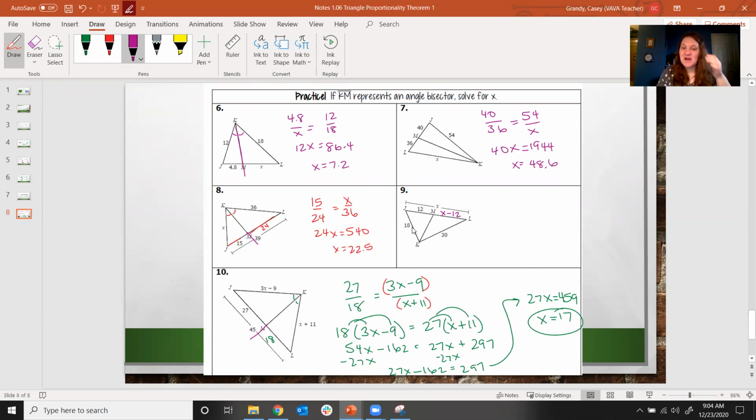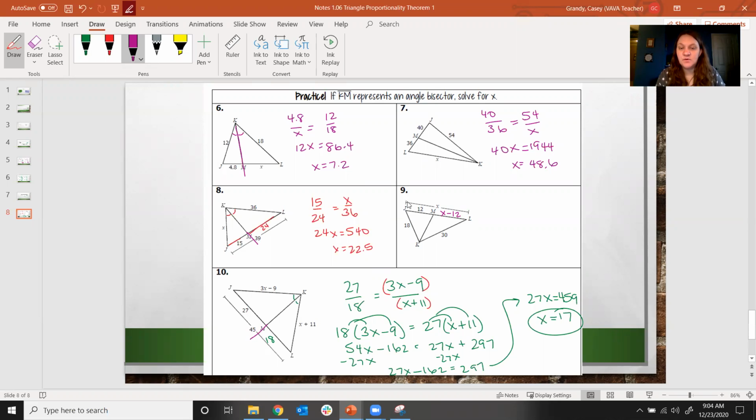I'd like to try number 9 with you. I'm hoping that when you looked at this, you were like, oh my goodness, x is the whole thing. How can I find ML? Well, just like over here in number 8, we take the length of the whole segment and subtract the piece that we know. So since the length of the whole thing is x and the piece that I know is 12, an expression to represent ML will be x minus 12.